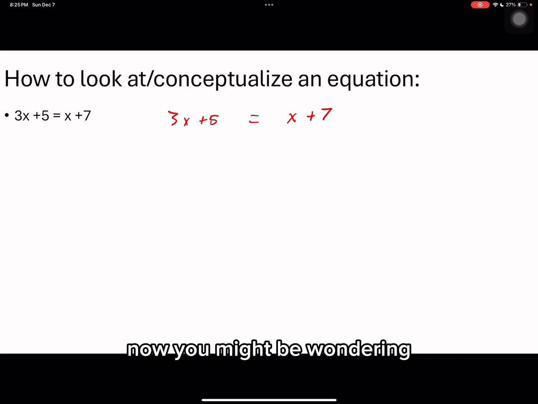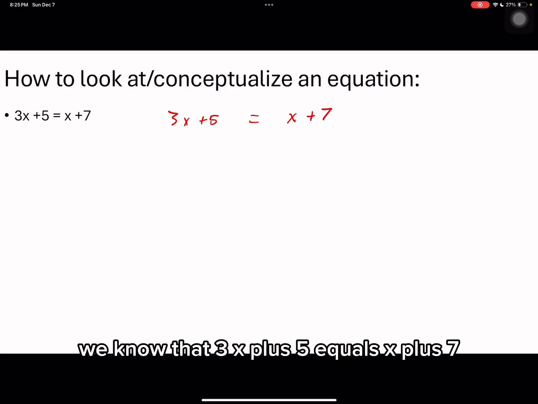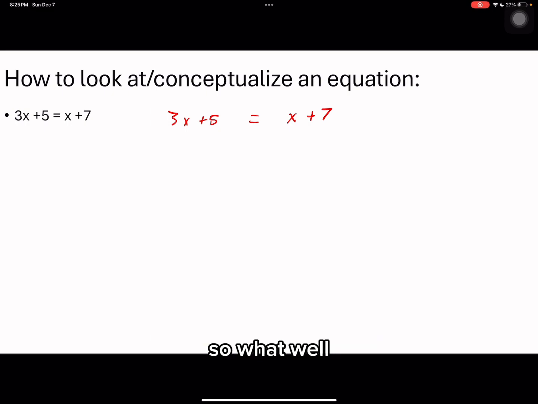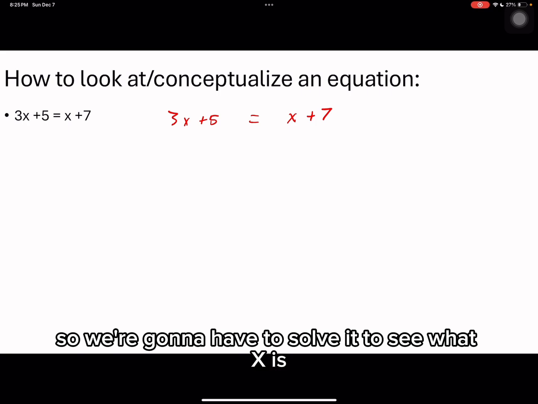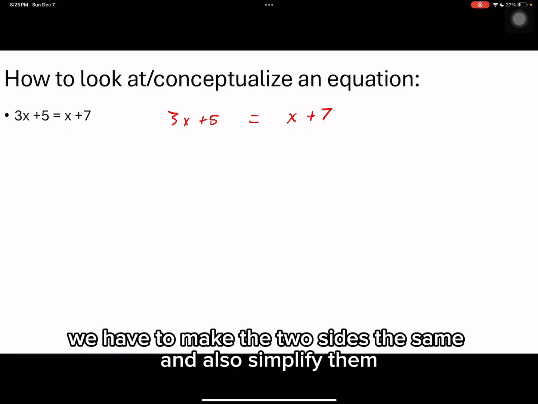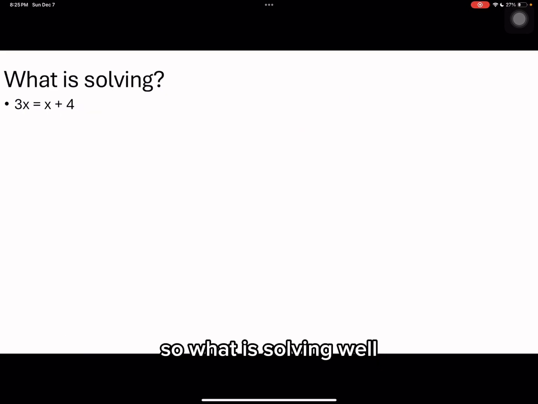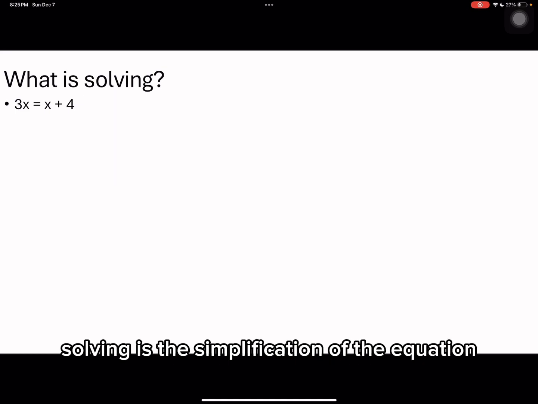Now you might be wondering, okay, well, we know that 3x plus 5 equals x plus 7, so what? Well, we want to know what x actually is. This equation is no good. We can't do anything with this, so we're going to have to solve it to see what x is. So basically, we have to make the two sides the same and also simplify them. So what is solving? Well, solving is the simplification of the equation.